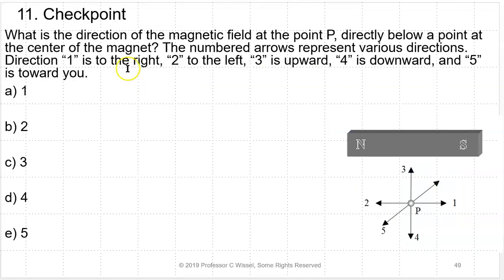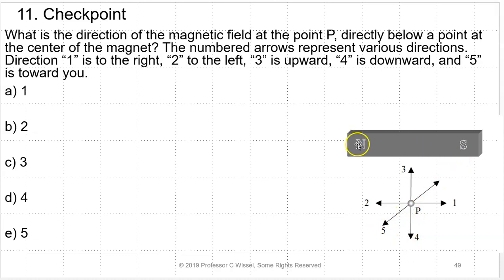Force is 0. What is the direction of the magnetic field at a point P directly below the center of the magnet? The numbered arrows represent various directions. Direction 1 is to the right. Direction 2 is to the left. Direction 3 is upward toward the center of the magnet. Direction 4 is downward away from the center of the magnet. 5 is toward you, and 6 is away from you.